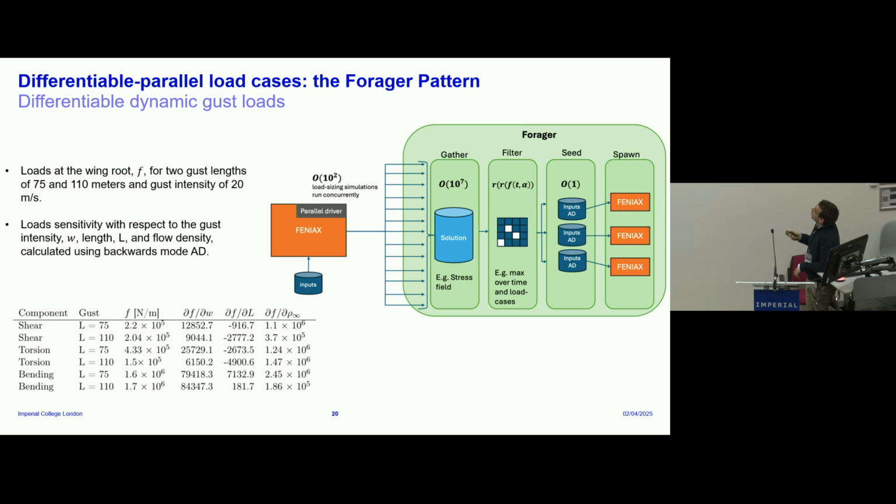So these are some examples of AD on these two cases, which are critical cases around 75 and 110. And yeah, so the whole thing is working.